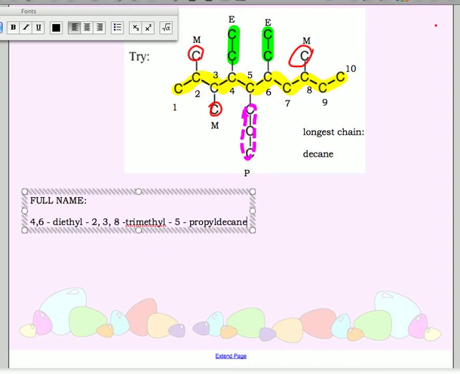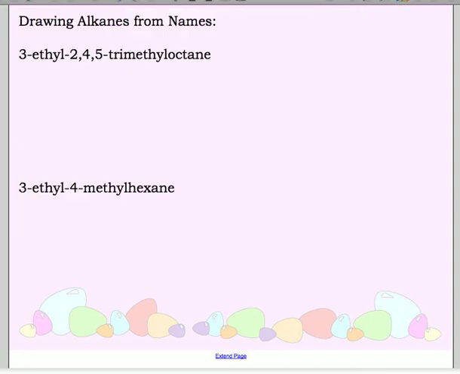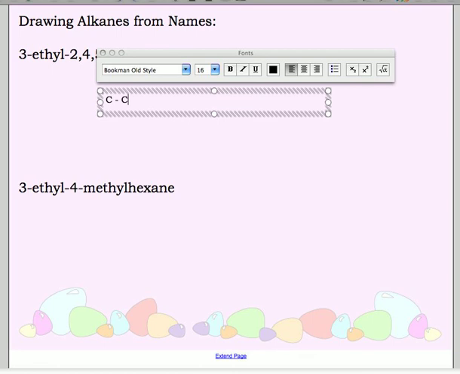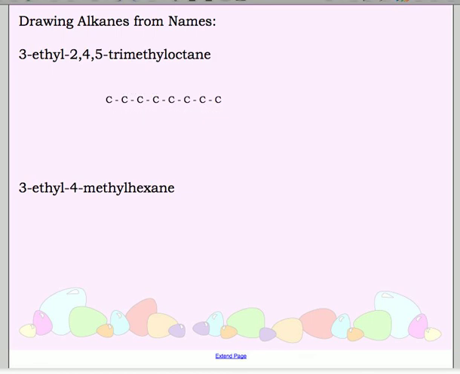Going backwards is very easy. So this is much easier. Drawing them is easier than naming them. What you do is you just start at the end here, and it tells you your longest chain. So it says octane. So I'm just going to put 8 carbons straight across: 6, 7, 8. You can make them curly if you want, but the easiest thing to do is just to have 8 carbons straight across.